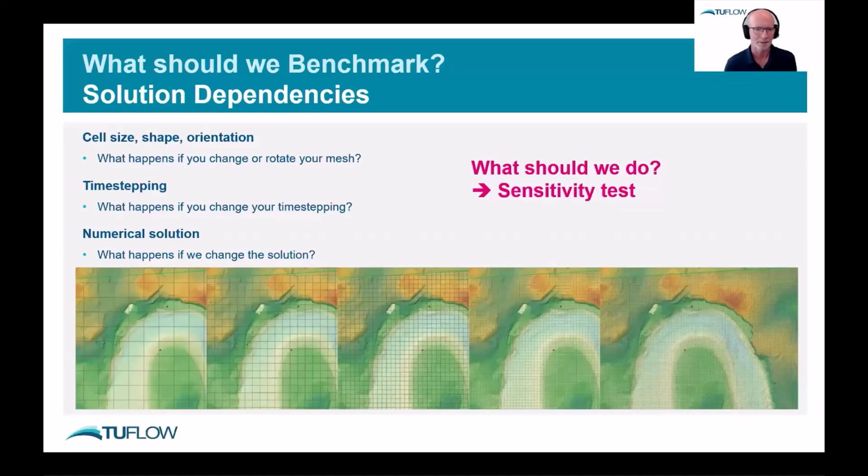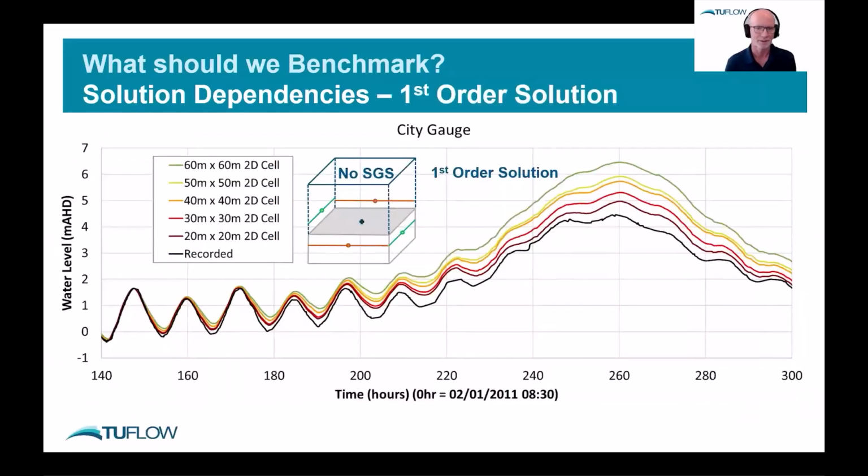But I've got one little example here, which is quite nice. This is showing the rise and fall. The black line here is the measured values. This is from a very, very well calibrated study of the Brisbane River where there's excellent data, very, very small GIGO, garbage in, garbage out, very little garbage going in, which is excellent to work with. So what we're seeing here is the results from a first order solution for different cell sizes. So 60 meters, 50, 40, down to 20 meters.